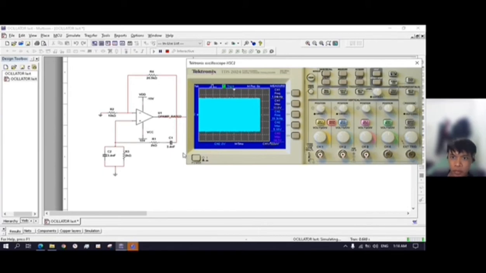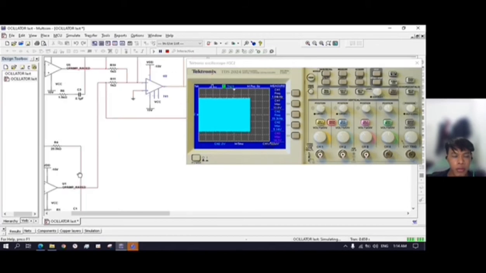Then we run the circuit, and we get the frequency of oscillator 2 as 19.3 kilohertz, and the output is 5.14 volt. After that, we have to do the summing for oscillator 1 and oscillator 2.